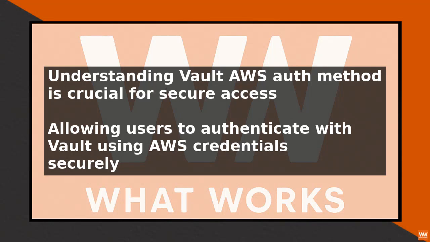Revoke Vault AWS Auth is an essential step in managing access to your AWS resources through HashiCorp Vault. This guide will walk you through the process of revoking Vault AWS Auth, ensuring you understand the key concepts and best practices involved. To begin, it is crucial to understand the Vault AWS Auth method.